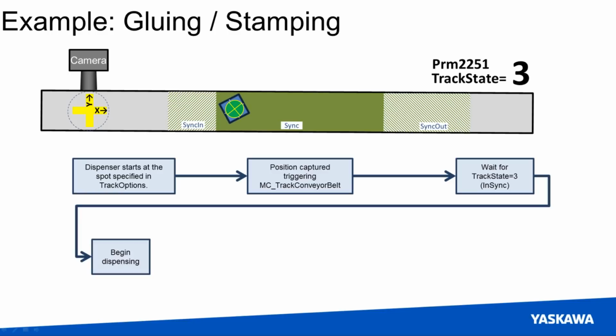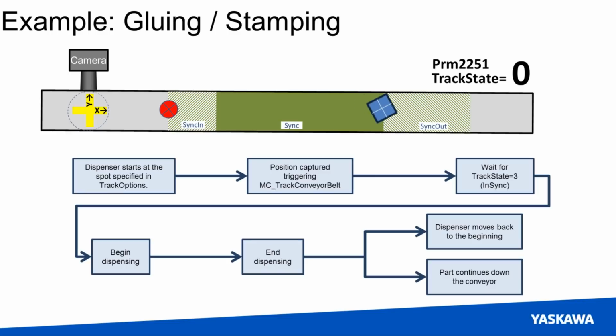Then we execute a separate command to begin dispensing. That does not break the relationship. So they're still tracking together while it's pouring out that glue. At the end of that process, however long it takes to dispense that glue, we can stop the dispensing and do an MCS move back to the beginning while the part continues to move down the conveyor.